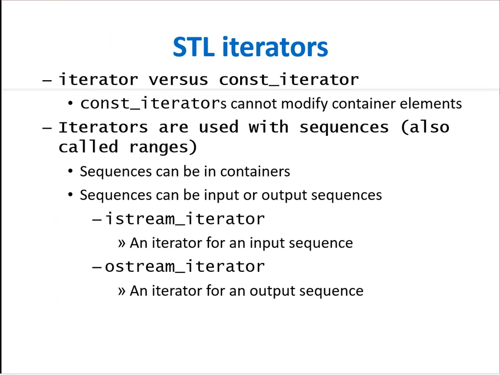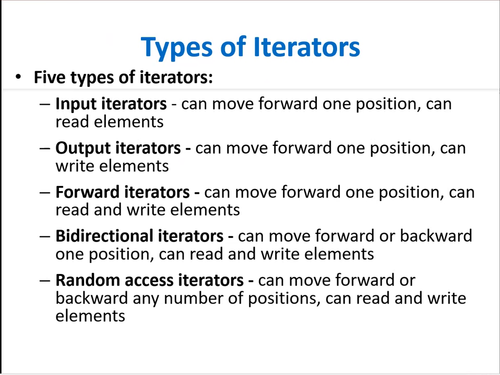Iterators are also used in a sequence. A sequence is also called a range. A sequence can be in a container. A sequence can be input or output, and based upon that we have the I stream iterator and the O stream iterator. I stream iterator is also called an input iterator and O stream iterator is also called an output iterator sequence. There are five different types of iterators supported in STL: input iterator, output iterator, forward iterators, bidirectional iterators, and random access iterators.